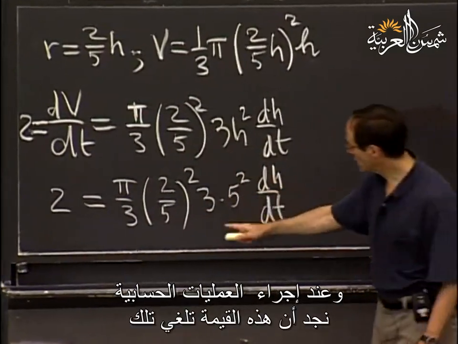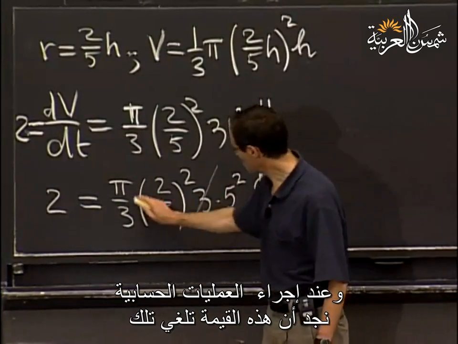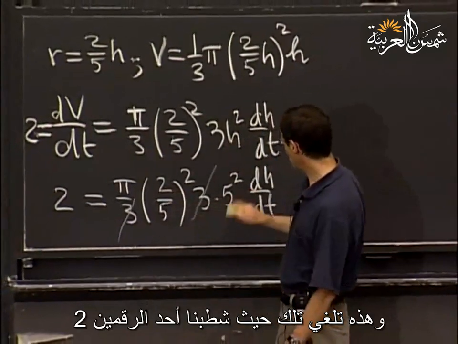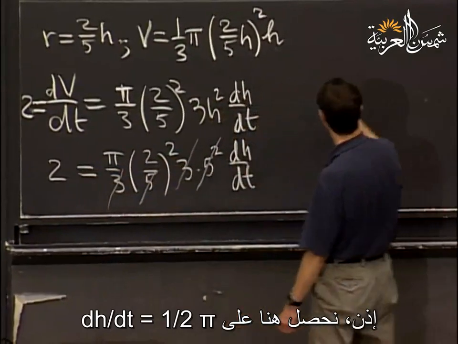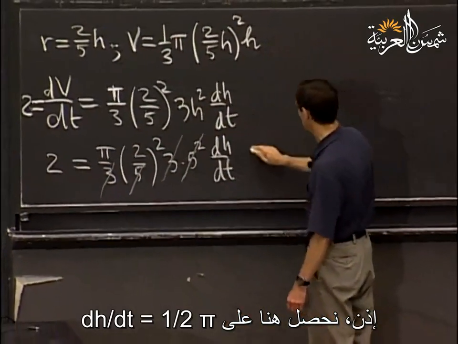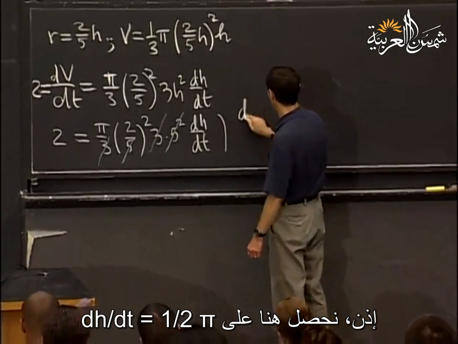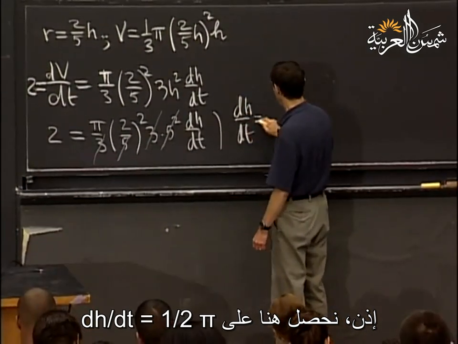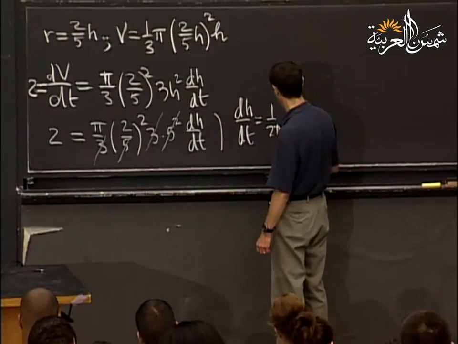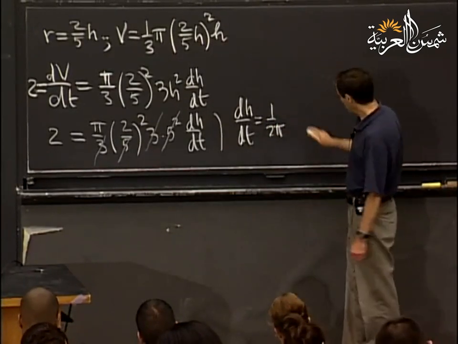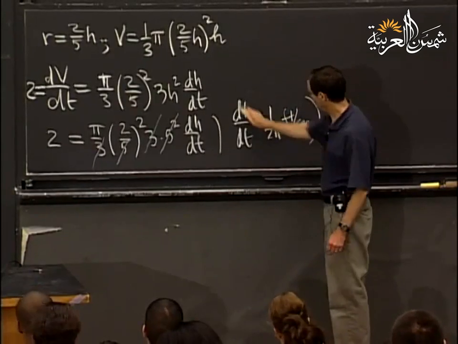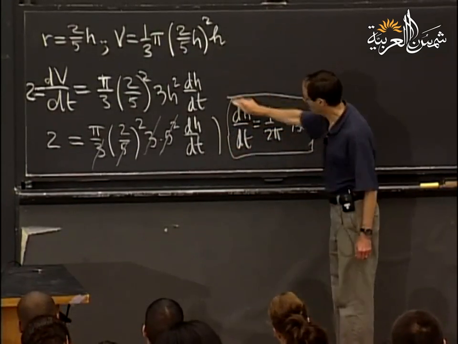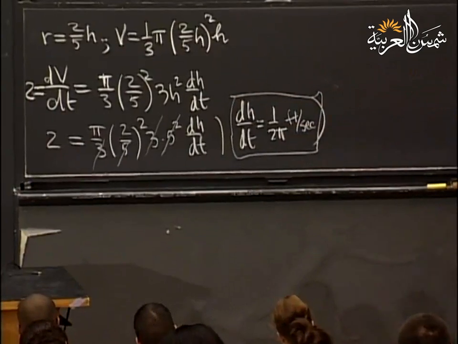And if you do all the cancellations, you see that this cancels this, one of the 2's cancels, and then one of the 2's cancels that. So all told, what we have here is that dH dt is equal to 1 over 2 pi. All right? And so that happens to be feet per second. And this is the whole story. All right?